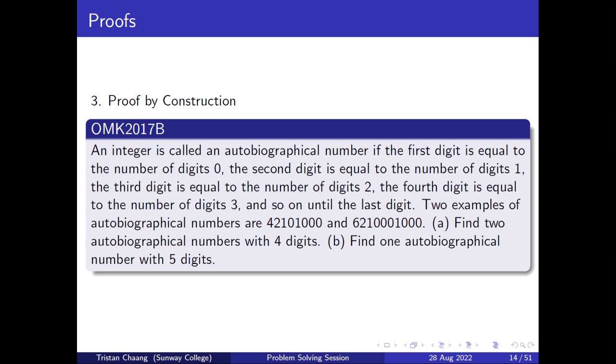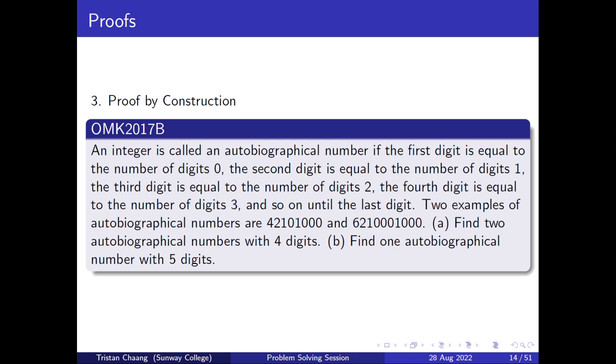So, here, it's a very long question. An integer is called an autobiographical number if the first digit is equal to the number of digits 0, the second digit is equal to the number of digits 1, the third digit is equal to the number of digits 2, and so on. So, they gave two examples here, just to let you verify that you understand the question. I mean, it's quite redundant, but it's there for you to verify that you understand the question.